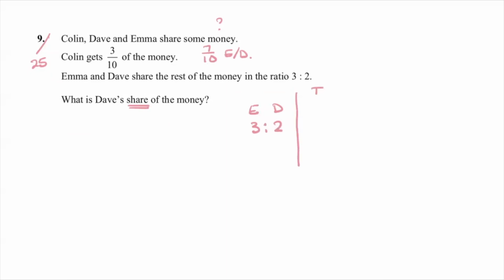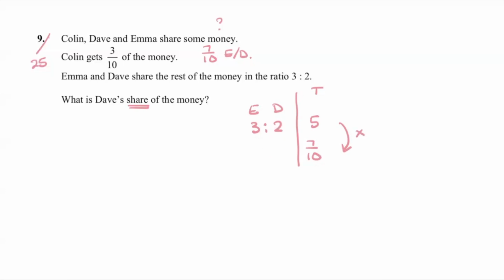If they had 3 and 2, they'd have a total of 5 between them. All right, but we know that they actually have 7/10. So I need to know what goes here to create the 7/10. And the way I'm going to do that is look at what multiplies.